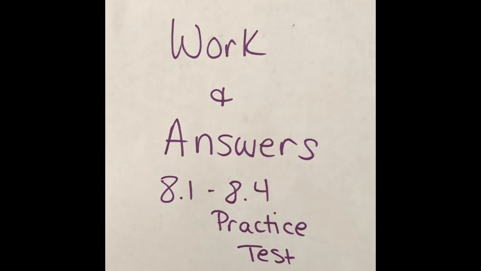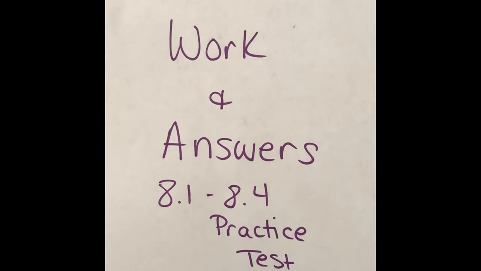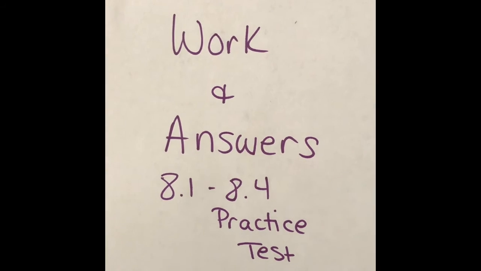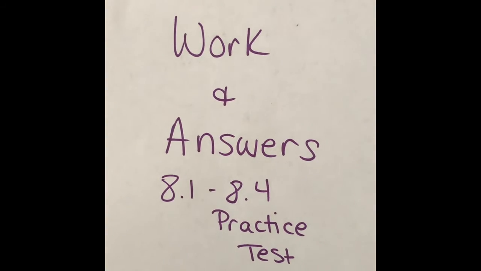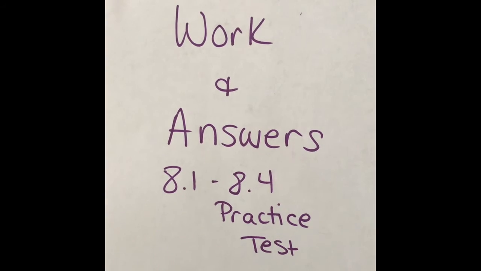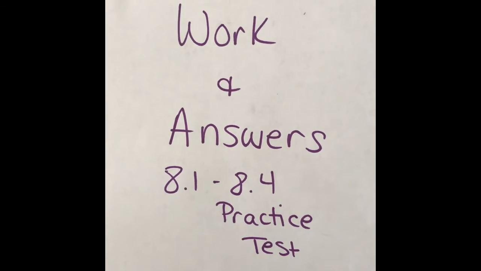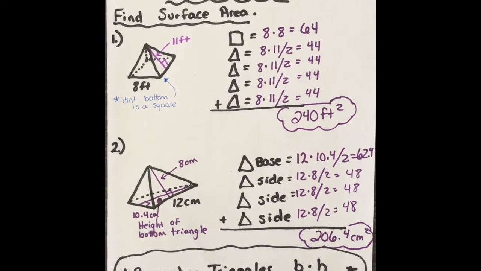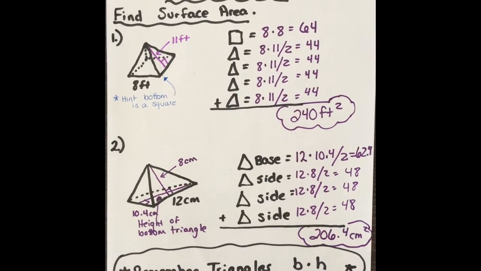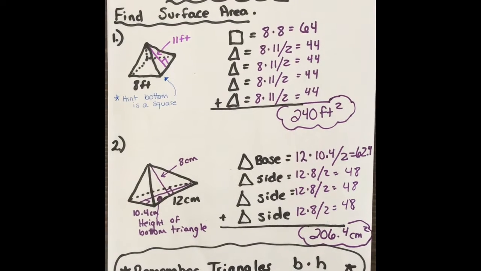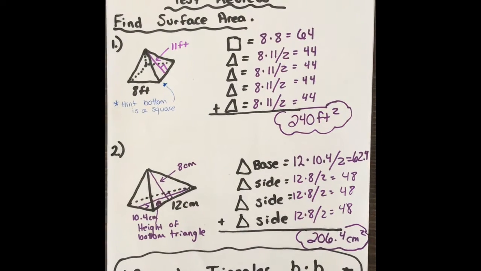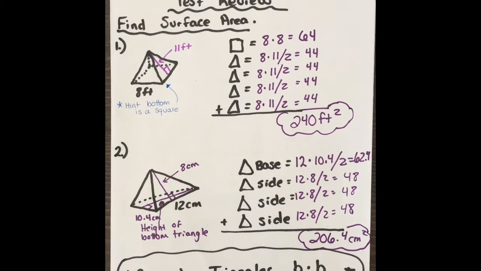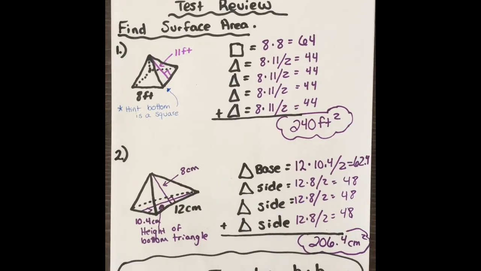All right, so I'm going to start going through the work and the answers for the 8.1 to 8.4 practice test. You should have all of these worked out on your own first, and then you're just going through and checking them and seeing what you may have done right and what you may have done wrong and trying to fix those mistakes before you take the actual quiz. Okay, here are the answers and the work for number 1 and 2 on the practice test. Make sure that you got those right. Pause the video if you need to. Figure out what you did wrong if you got them wrong.